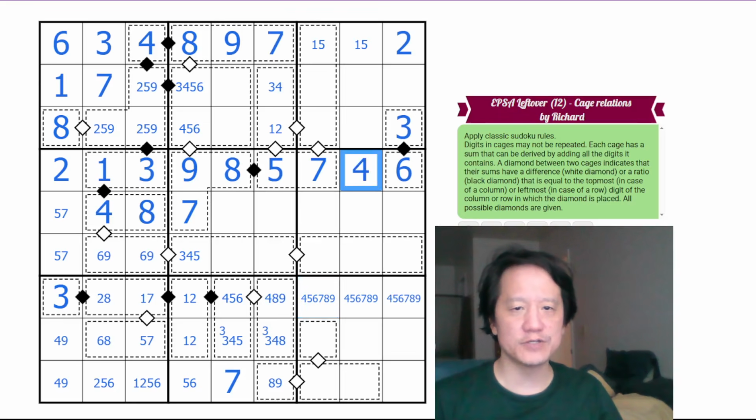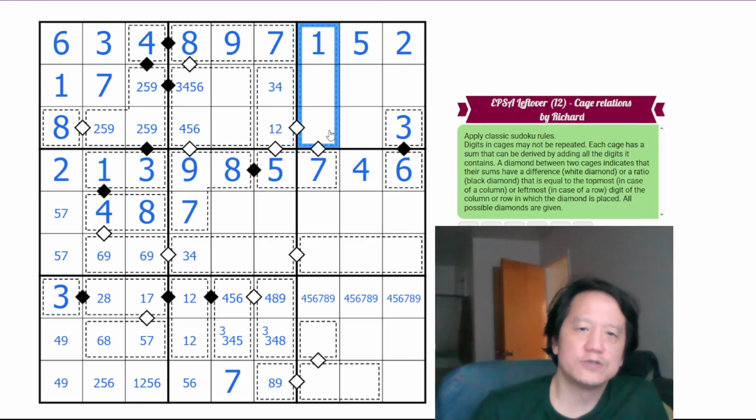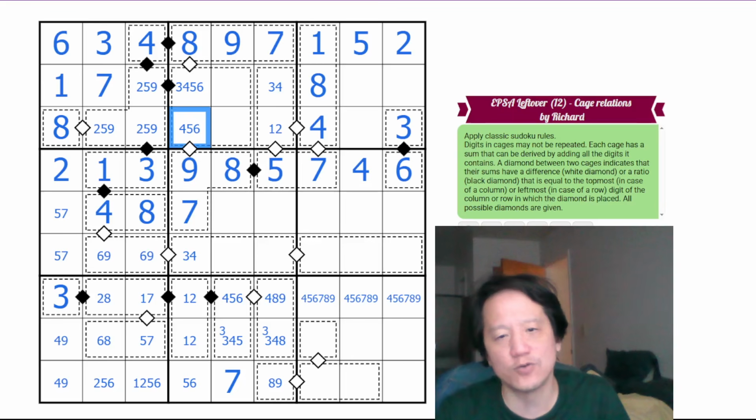Remaining digit here is a 4. No 5 here because of 5 in the box. This has a difference of 1 with 12 and 13. So this is 1, that's 5. So this is 13 here, which means this adds up to 12. Cannot be 3, 9, cannot be 5, 7. So this is 4, 8. This can't be 8 because of 8 in the row. So this is 4, which makes that 8. That eliminates 4 from being here.